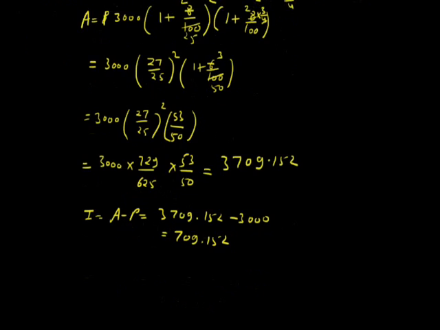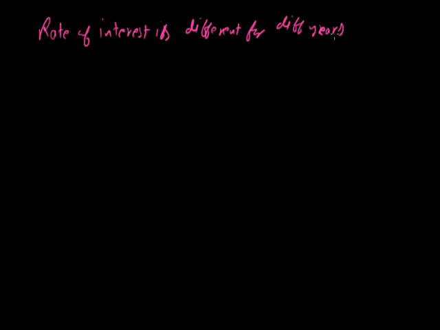Now the next situation is that sometimes it happens that the rate of interest is different for different years. So in this situation, how can we find the compound interest when the rate of interest is different for different years? So let's understand with an example.